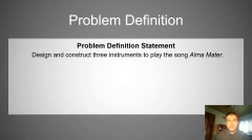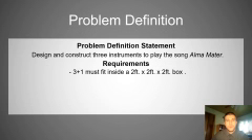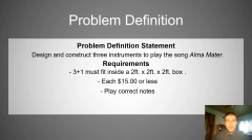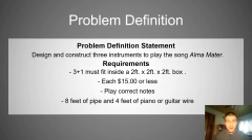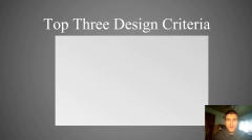So for our problem definition statement, we came up with to design and construct three instruments to play the song Alma Mater. The first requirement is that all three plus one counted twice must fit inside of a 2 foot by 2 foot by 2 foot box. Each instrument must cost $15 or less to create. Each instrument must play its correct notes, and the three instruments must use less than 8 feet of pipe and 4 feet of piano or guitar wire.